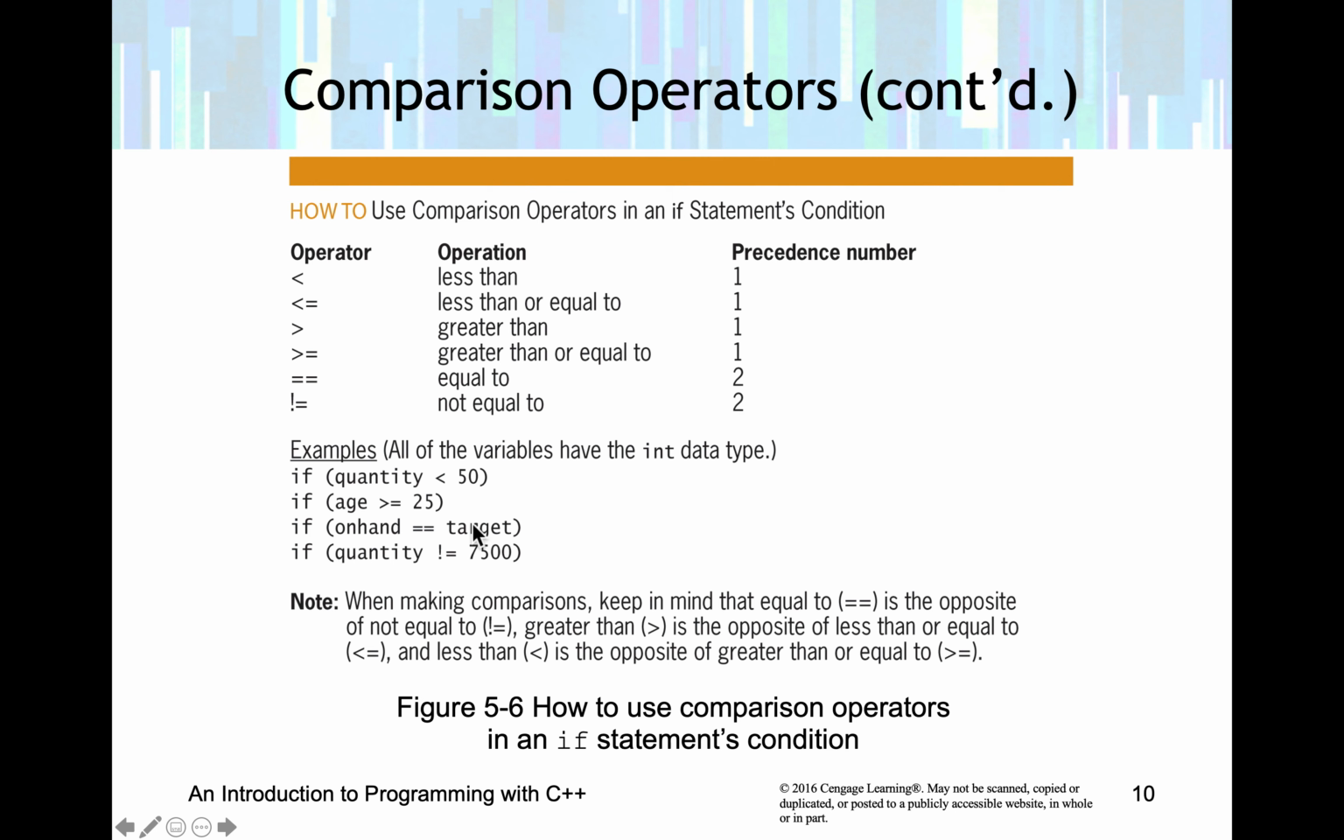Here we're checking to see if these two variables hold the same value. So is on hand equal to target. So whatever those two variables hold, it says that they hold integers. So if this integer that's stored in that variable is equal to this integer stored in that variable, then this would produce a true statement. For this one, it says, is quantity not equal to 7,500? So if the quantity is anything except for this particular number, then it would produce a true statement.